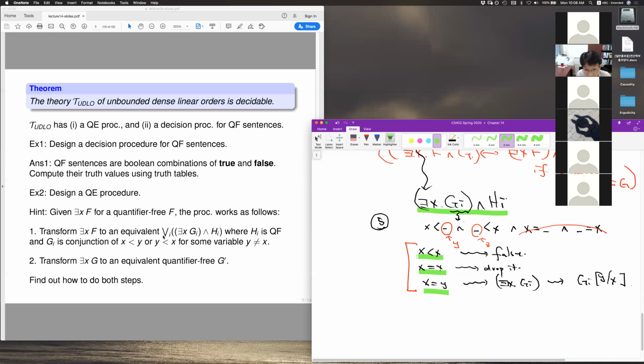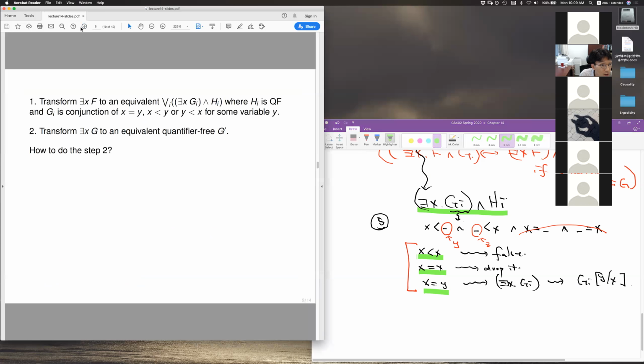So we have a disjunction outside, and then for each of the disjuncts, we have an existentially quantified part, and something which doesn't involve X at all, which is written as HI. And GI will always be a conjunction of X less than Y and Y less than X. Although complicated, conceptually it's not very difficult. The more difficult part is number 2.